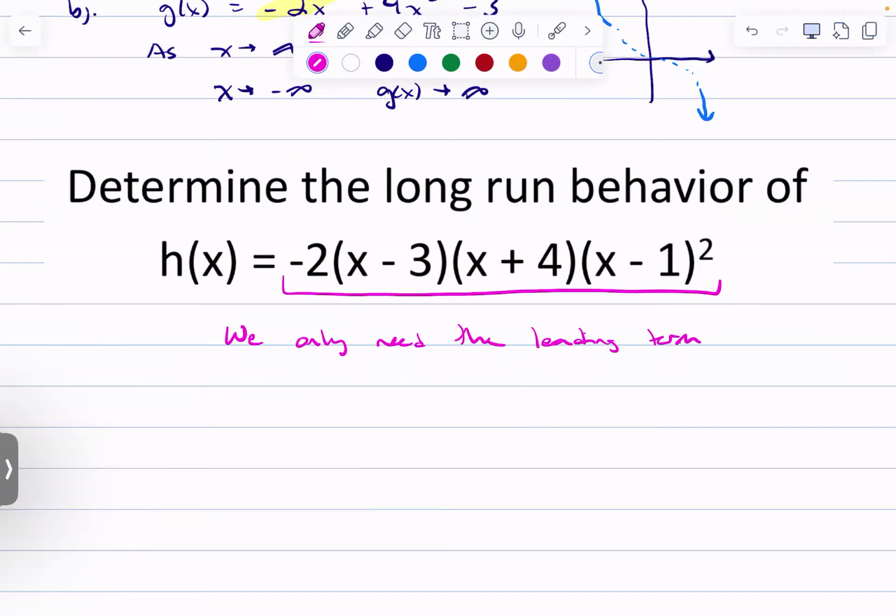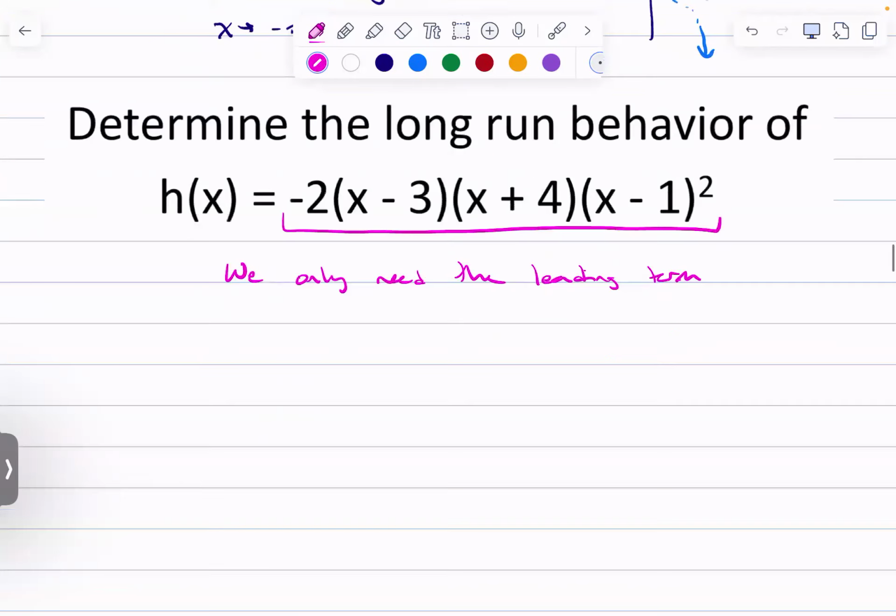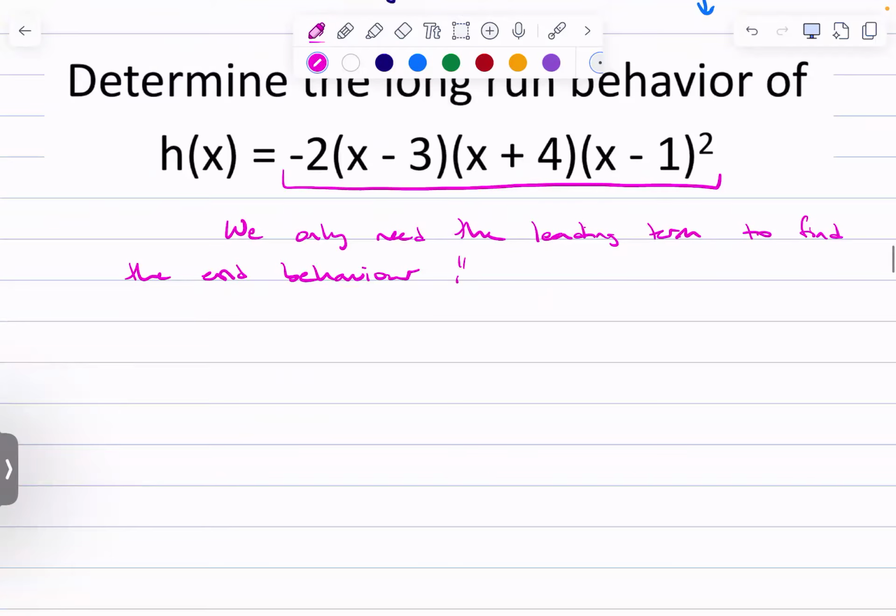But if you're looking for something kind of soothing to do on the weekend, you could expand this, I guess. It's nice and relaxing. So we only need the leading term to find the end behavior. Which is good news for us.